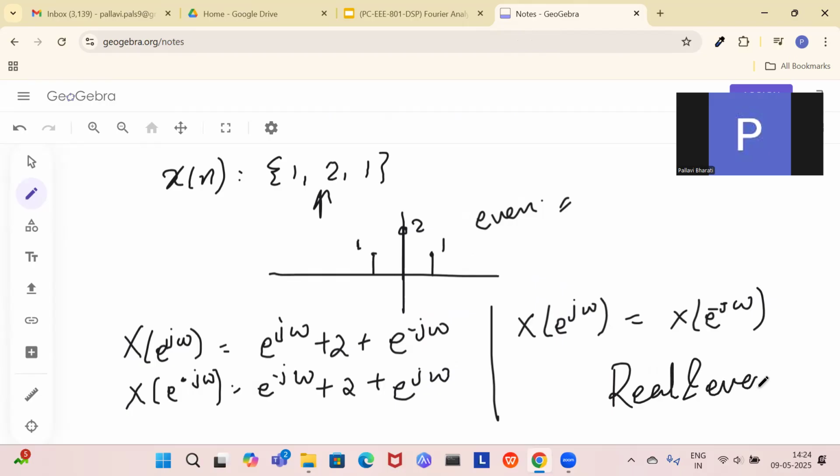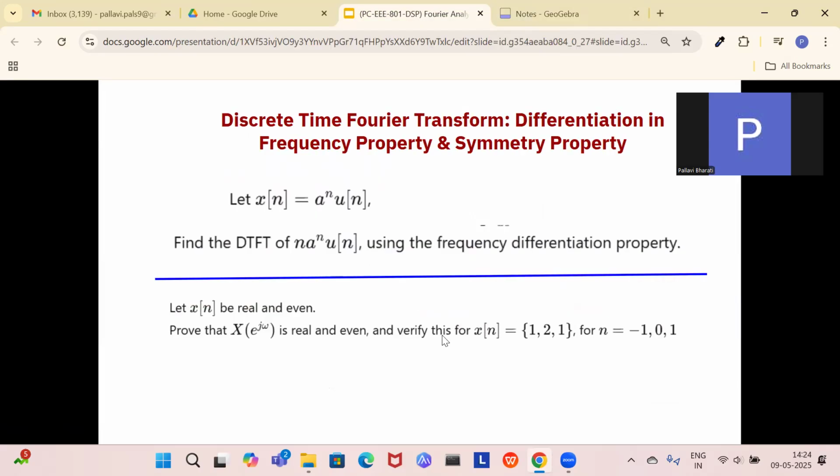So this proves the property of real and even. We will do some more questions with regard to this symmetry property. But as a matter of fact, if they ask you to write a symmetry property, that is the most probable question that can come, not to prove the property or questions on the property.